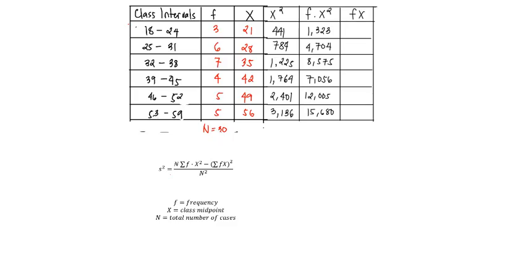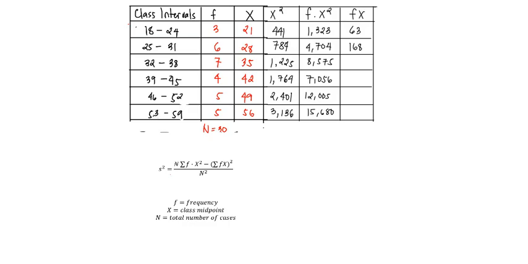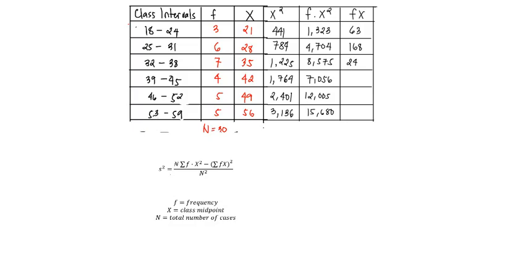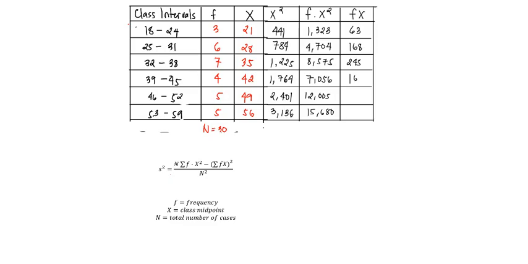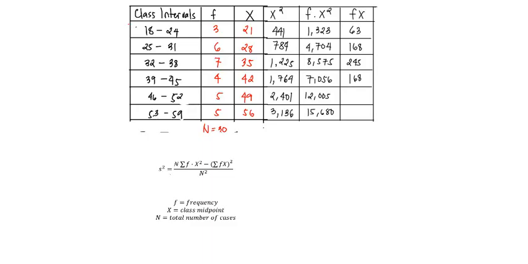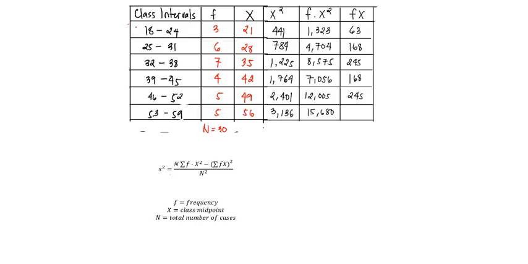And then let's do f times x naman. So f times x is going to be 3 times 21, which is 63. And then 6 times 28, which is 168. And we have 7 times 35, which is 245. I think I worked on this the last time because I calculated for the mean. 4 times 42 is 168. And then 5 times 49 is 245. And then 5 times 56, which is 280.